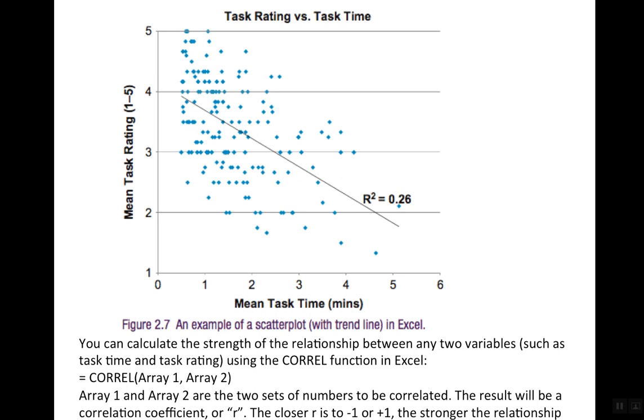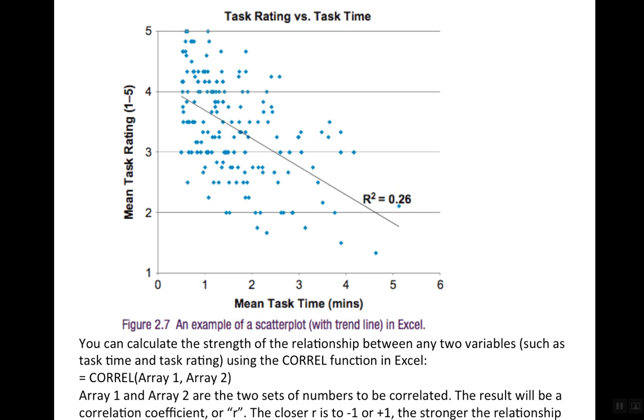Notice the line going from the top left to the lower right. What do you think that means? Well, it means that as the task rating goes up, the mean task time is going down. This is called a negative relationship. If we wanted to have a positive relationship, we would be expecting the task time to go up as the mean task rating goes up. But in this case, it's good if you take less time to do the task, so it's natural for people to feel more comfortable about the task and give a higher rating when they take less time.